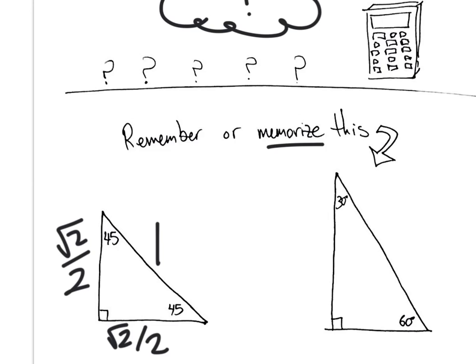Square root 2 divided by 2. Wait, what? That's not right. Oh. Square root 2 in parentheses divided by 2, 0.707.